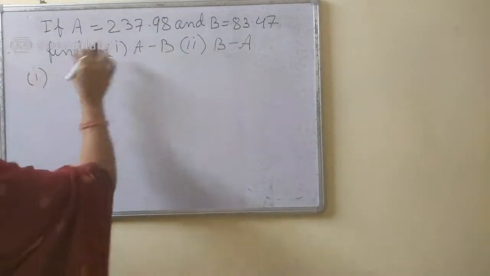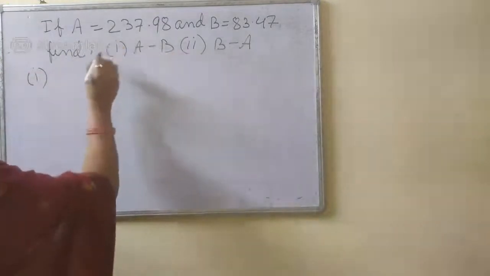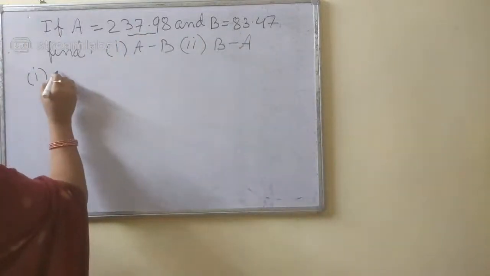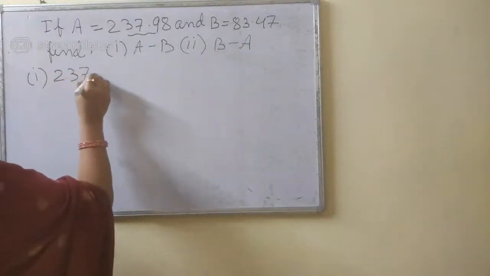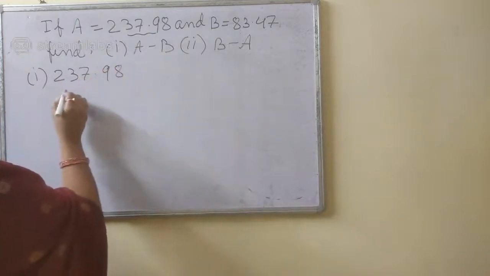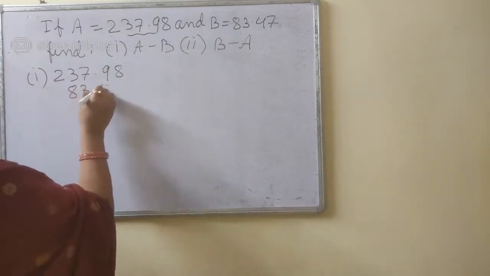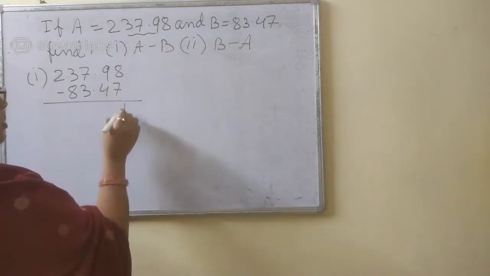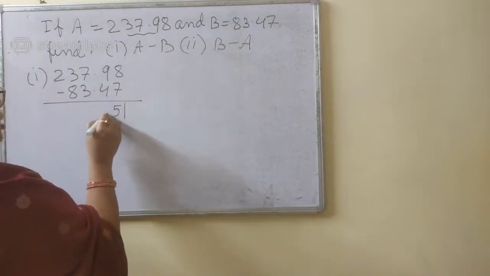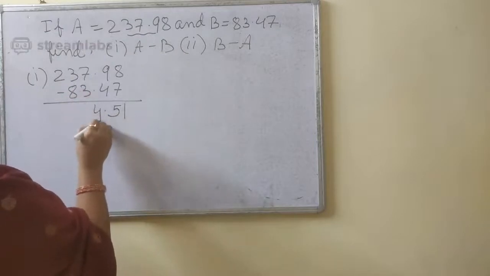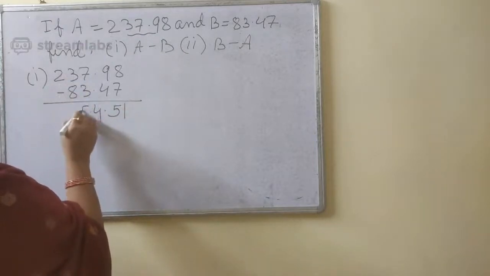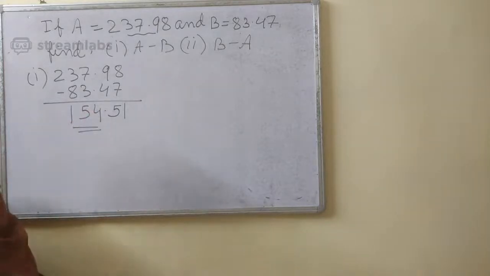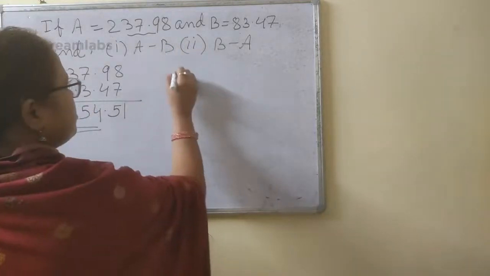First one I am doing. A minus B means what? 237.98. So of course this one is greater than this one. There is no problem. So 237.98 and 83.47. Subtract it. So 8 minus 7, 1. 9 minus 4, 5. 7 minus 3, 4. 30 minus 8, 5. And 154. So here the answer will be what? 154.51. Clear? Now sub part 2.